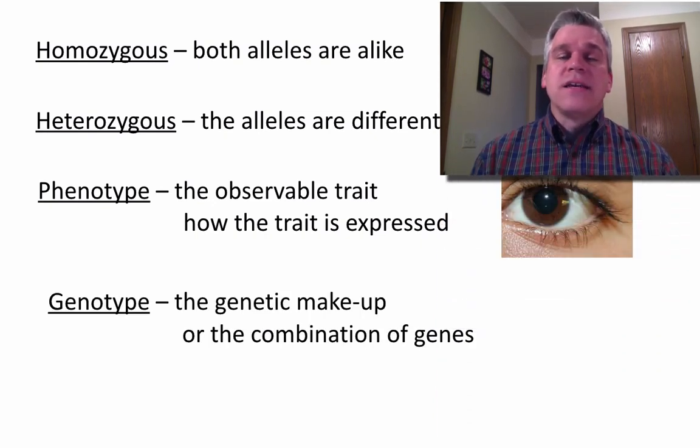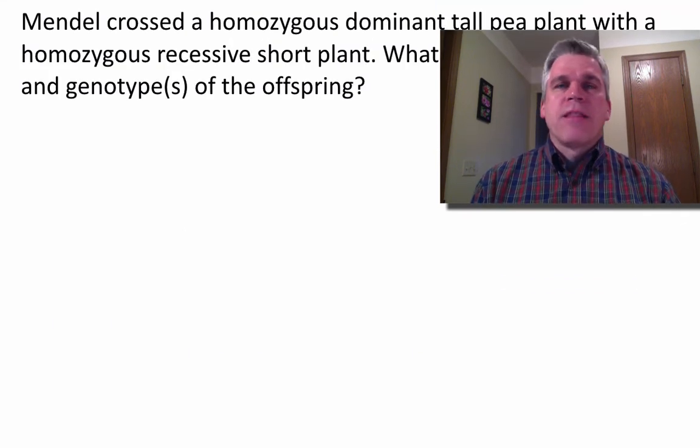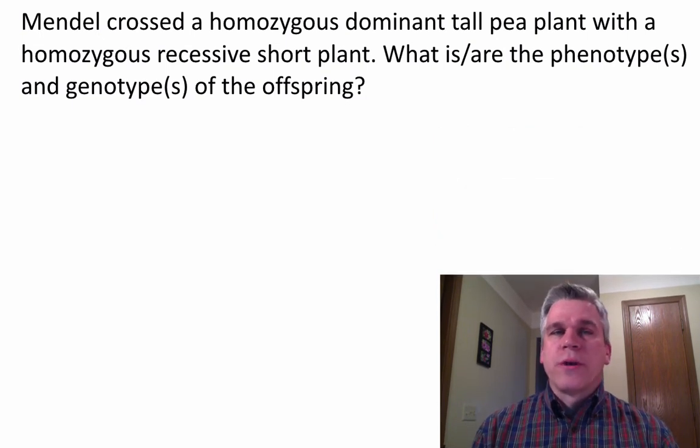Right, so that is the genotype. Well, what is the genetic makeup of that person? Or what's the combination of genes that they have that give them that trait? For instance, they might be homozygous dominant for brown eyes. Let's take a look at how we would use a Punnett square.